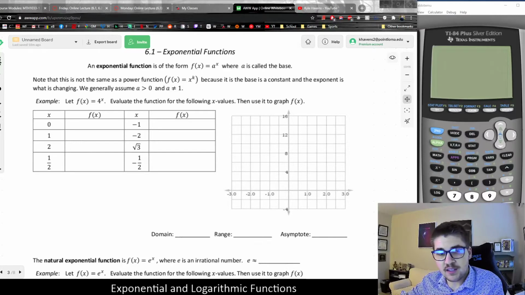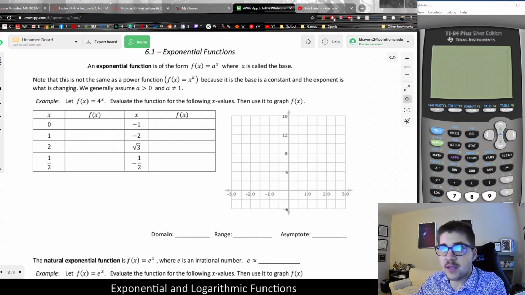In this chapter, we'll be talking a lot about exponential and logarithmic functions. We'll start with their basic properties, such as domain, range, what their graphs look like, and all that good stuff. And then we'll get into many of their applications, such as finance and in science.